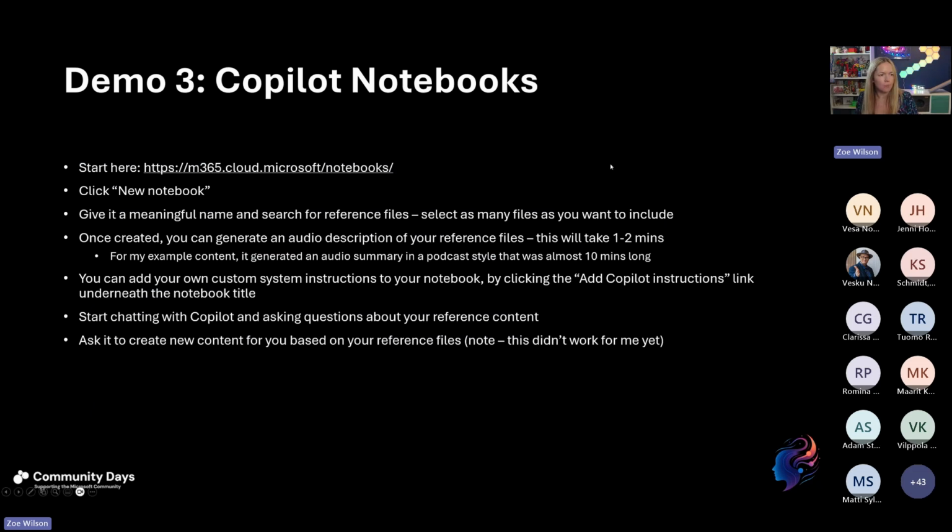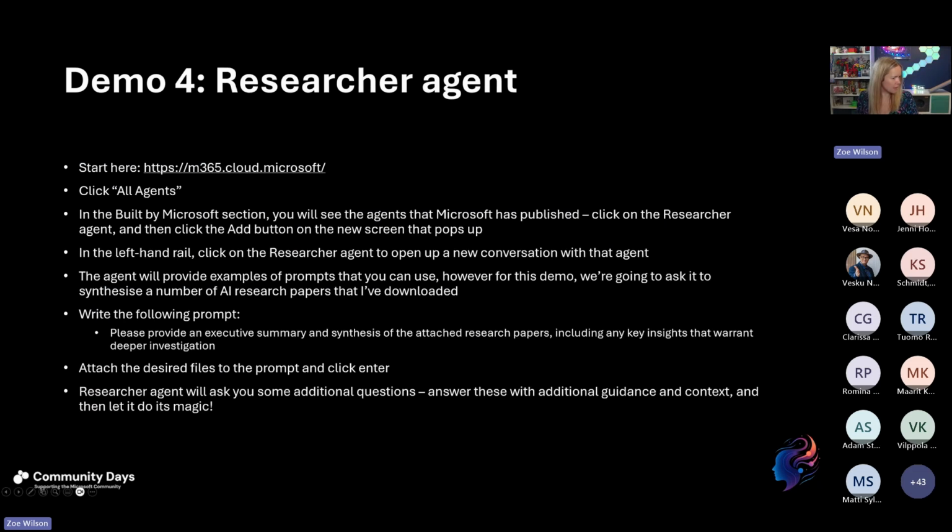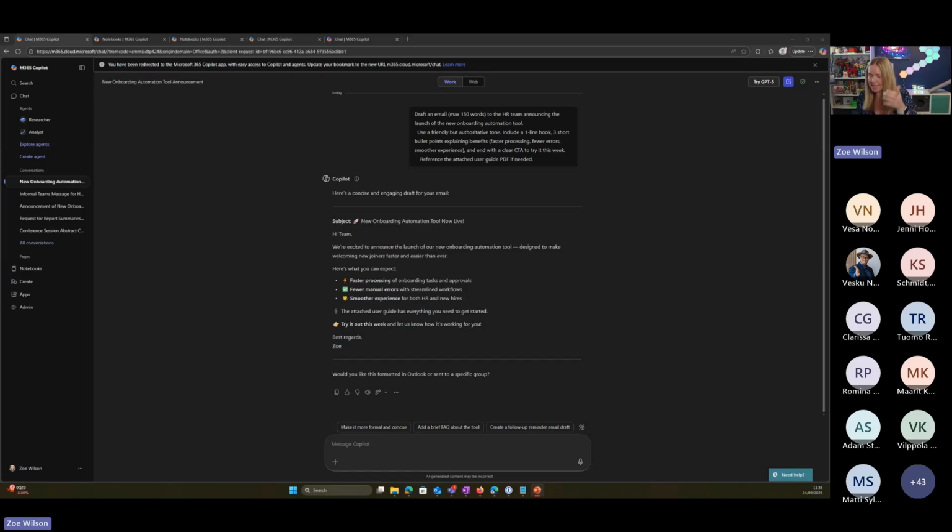So you can start to see how adding additional structure to your prompts, adding additional context, will give you better results, and how you can adapt that across the different apps.